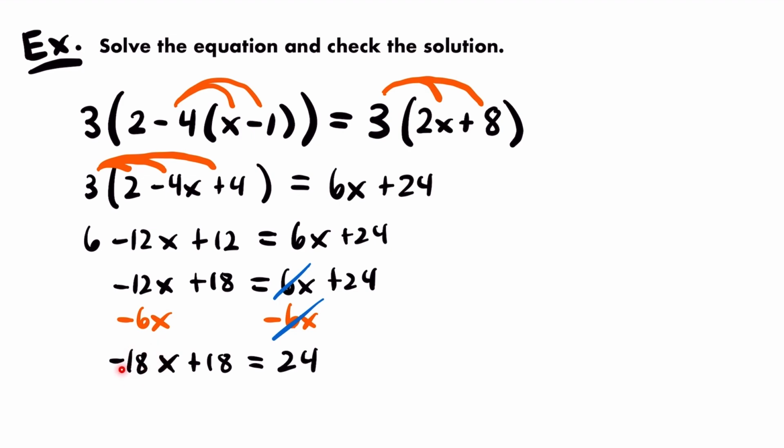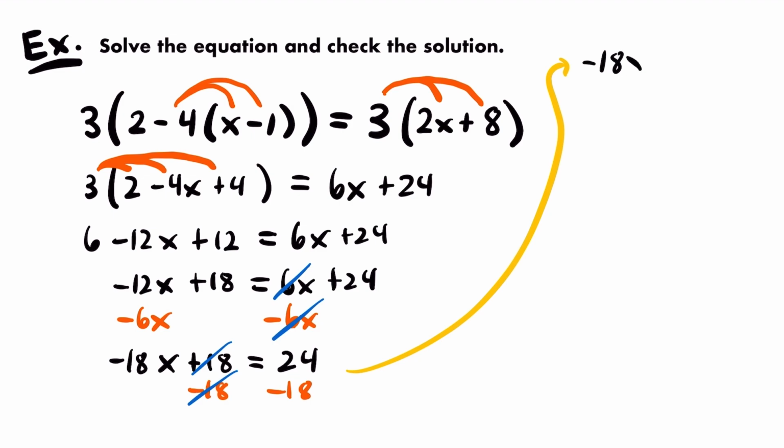Now, we want to isolate the variable term. You want to get it by itself, which we can do by getting rid of the constant term. So let's add the opposite of that constant, or really what I'm going to do is subtract that constant from both sides. So we'll subtract 18 from both sides of the equation. And so positive 18 and negative 18 cancel out. That's equal to 0. And 24 minus 18 is 6. So here's what we'll get. Continuing our work over here, we're just going to be left with negative 18x is equal to 6.